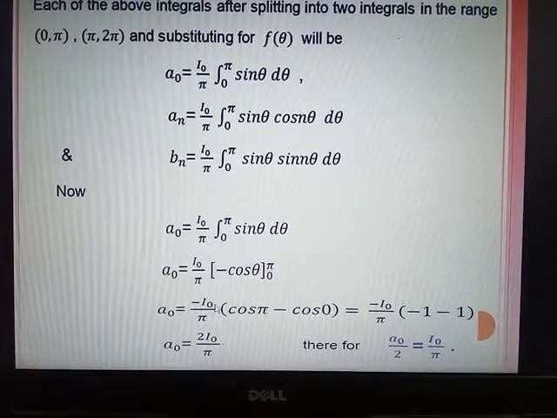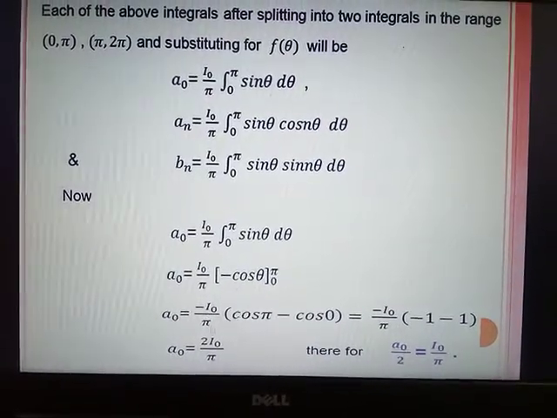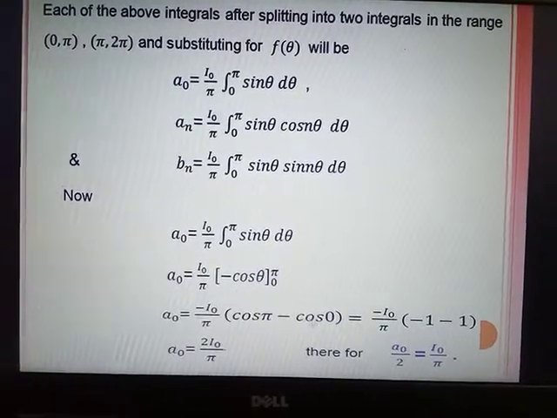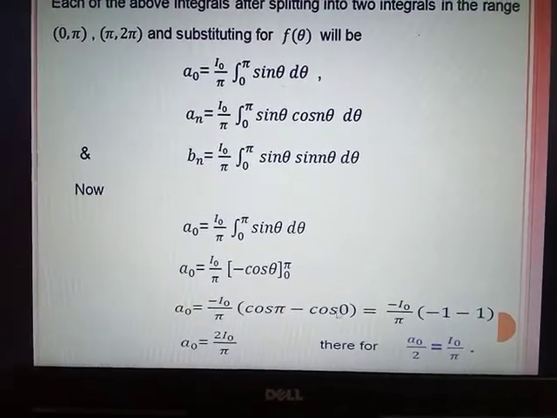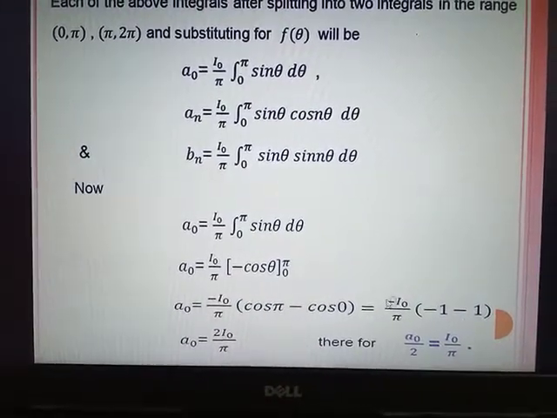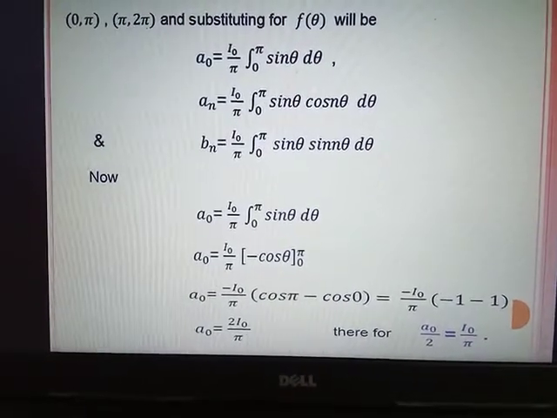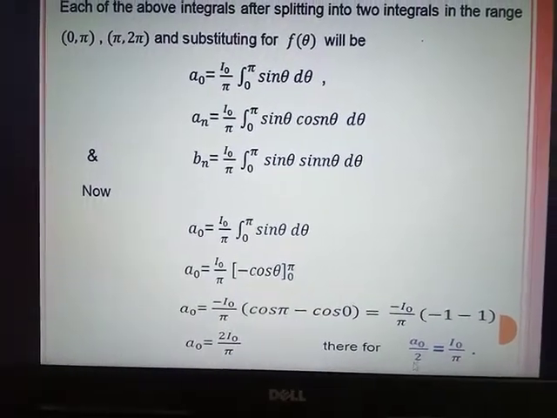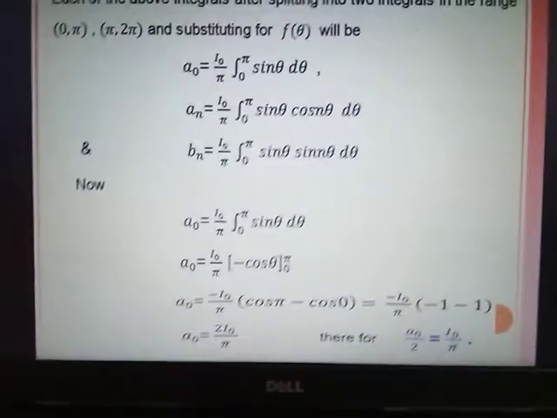Therefore a naught is equal to minus I naught by pi, taking the minus outside. Apply the limits, upper limit minus lower limit, so it is cos pi minus cos 0. We know that cos pi value is minus 1 and cos 0 value is 1, therefore it is minus 1 minus 1, which is minus 2. Minus into minus is plus, therefore a naught is equal to 2 I naught by pi. In our Fourier series we have the a naught by 2 term, so a naught by 2 is equal to I naught by pi.